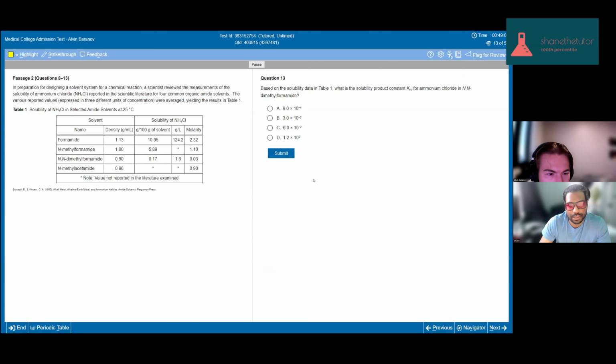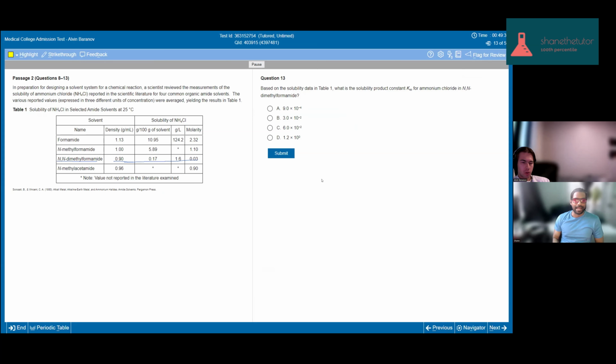So, how do we do this? Yeah, so I mean, would it just be like you write again NH4Cl dissolves into NH4 plus and Cl minus? Yeah.